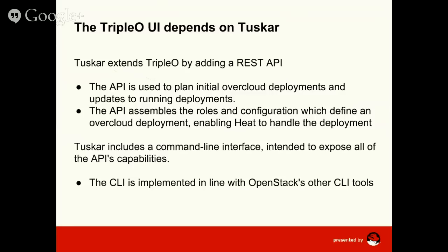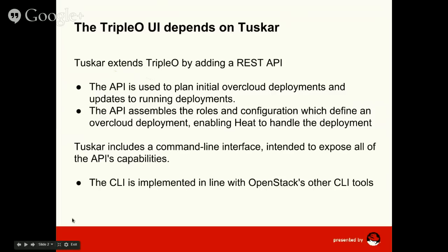sits alongside Heat. The Tusker API lets people assemble the roles, which is essentially the purpose that a machine is going to be put to when the Overcloud is deployed, and all the additional configuration and so on. And Heat actually then does the deployment. So the Tusker API is an important component in the total stack, which the UI depends on.